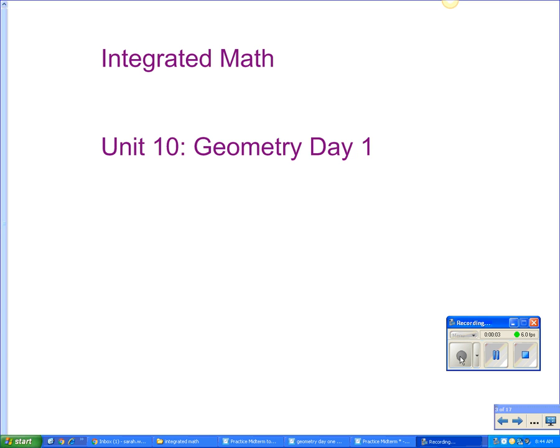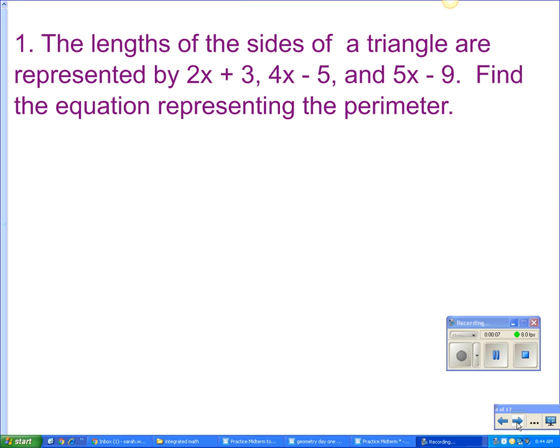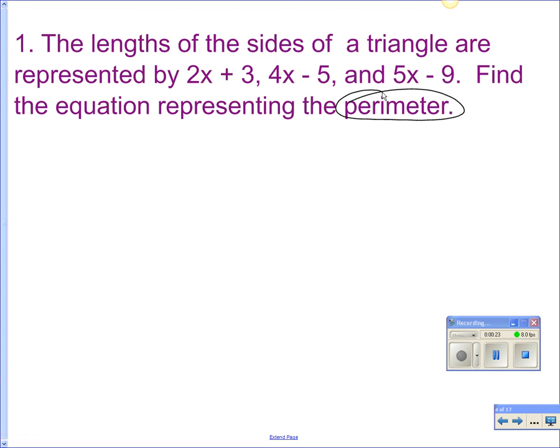All right. Geometry day 1. Number 1, the length of the sides of a triangle are represented by 2x plus 3, 4x minus 5, and 5x minus 9. Find an equation representing the perimeter. Ethan H., what's the key word on this one? Perimeter. Gracie, what does perimeter mean? To add all the sides.